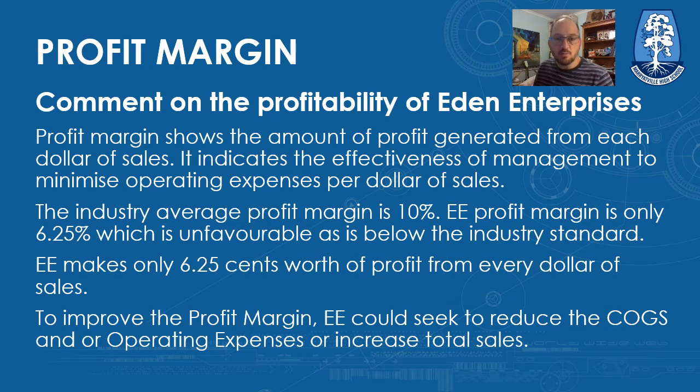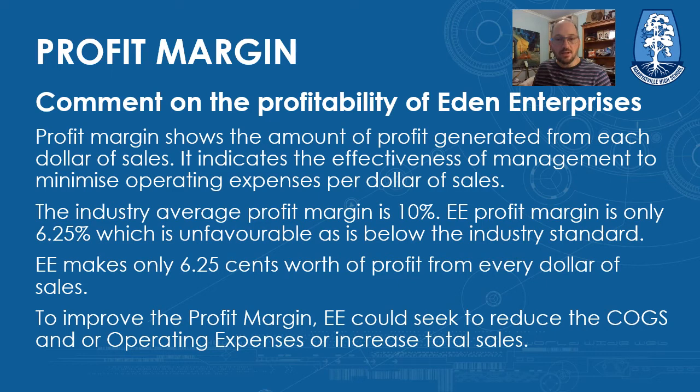The industry average profit margin is 10%. Eden Enterprises' profit margin is only 6.25%, which is unfavourable as it is below the industry standard. Eden Enterprises makes only 6.25 cents worth of profit from every dollar of sales. That's how we can interpret the 6.25% profit margin.